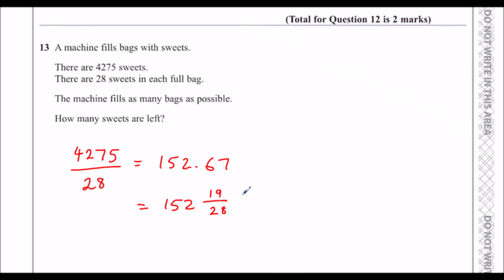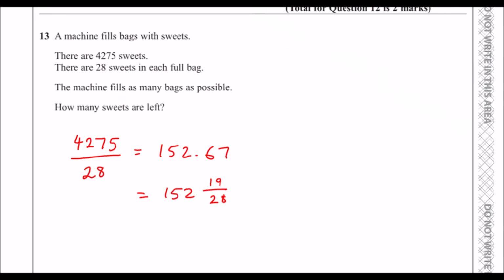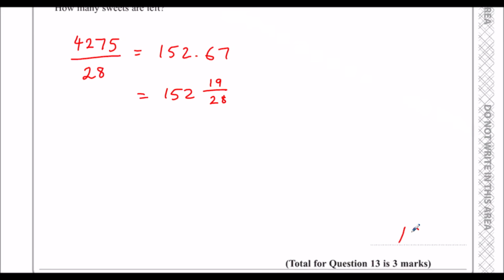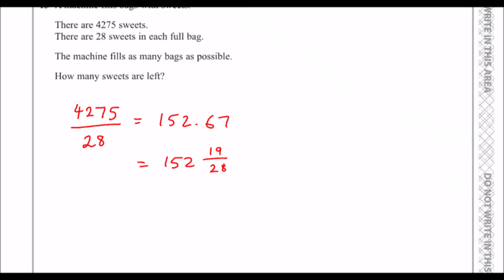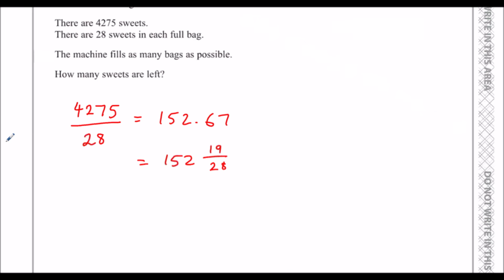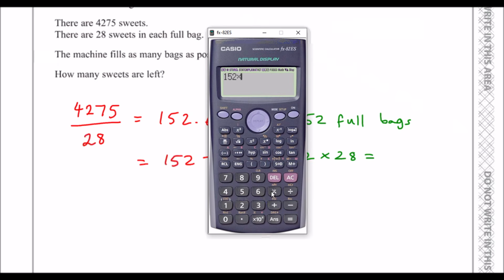So what does that mean? We've got 152 full bags and then 19 left over. So our answer is going to be 19. Now, without the calculator, or without pressing that button, we've got 152 full bags. So 152 times 28 is 4,256.